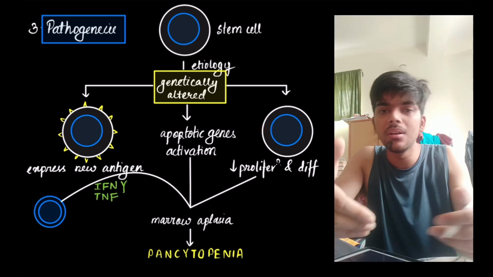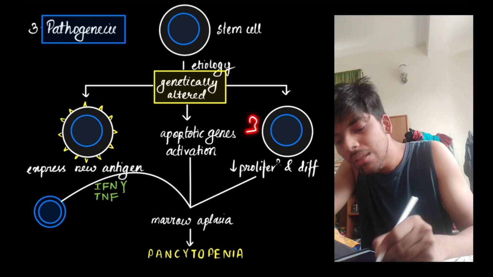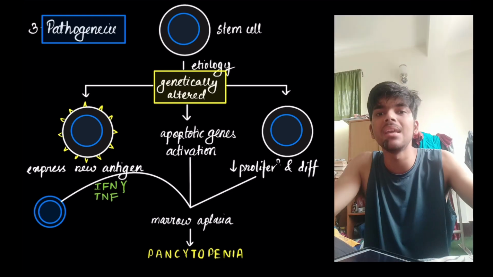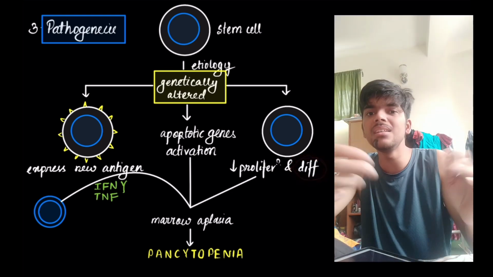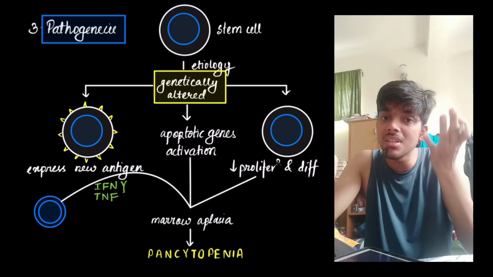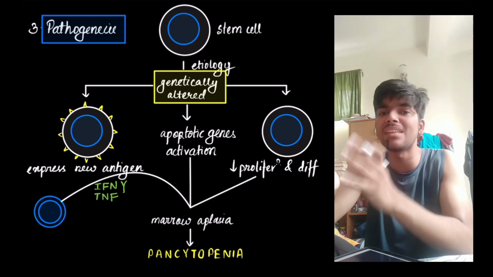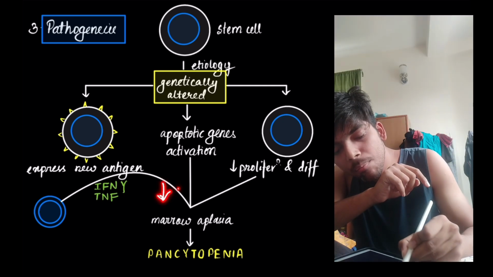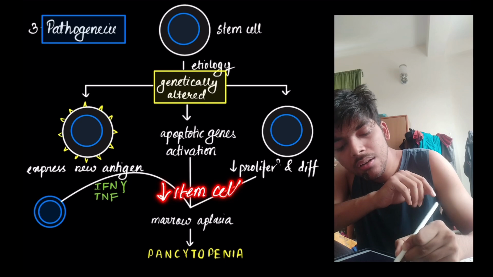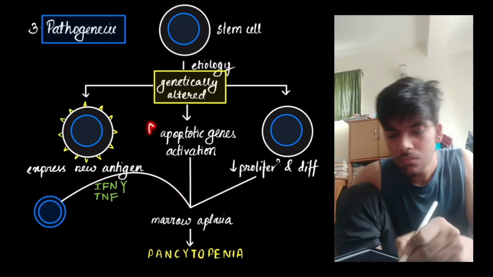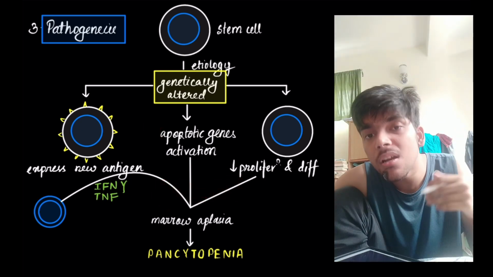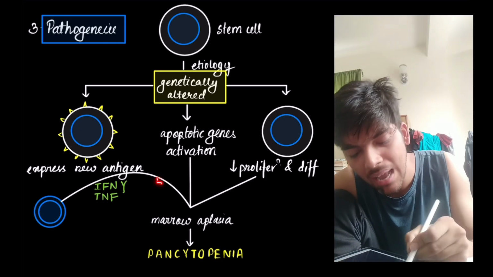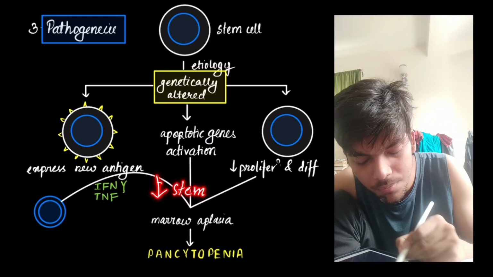So how do they lead to decrease in the number of stem cells? See, in the third condition, there is decrease in proliferation. That is, there is decrease in division and multiplication of stem cell. And there is also decrease in differentiation. That is, there is decrease in conversion of stem cell into other types of mature blood cells, WBCs, RBCs, and platelets. As a result, there is decrease in number of stem cells and also decrease in number of other types of cells. In second condition, due to activation of apoptotic genes, apoptosis or suicide of stem cell occurs, and again there is decrease in number of stem cells.